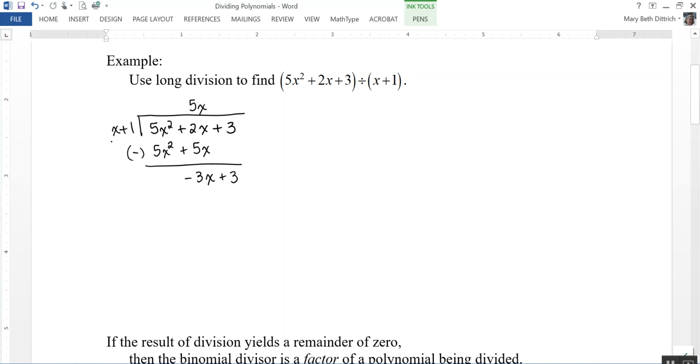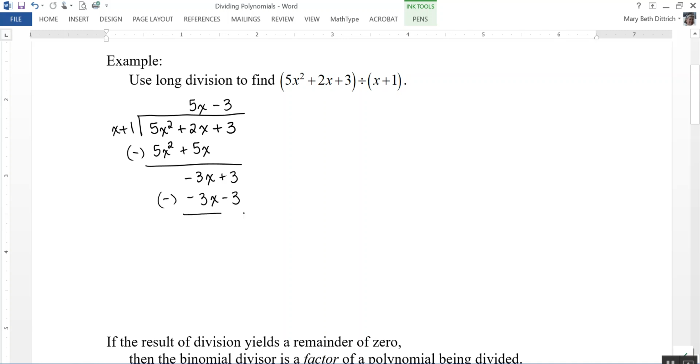Now let's go back and remember I'm just looking at x. X times what gives me negative 3x, or negative 3x divided by x is what? And that's going to be a negative 3, which I write on the top in the constant column here. Now I'll take that negative 3 and multiply it by the binomial x plus 1, so that's going to give me negative 3x minus 3.